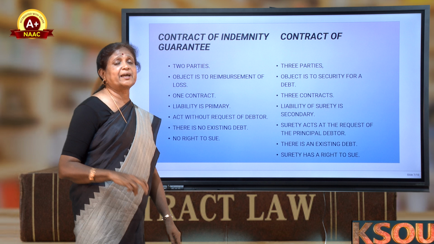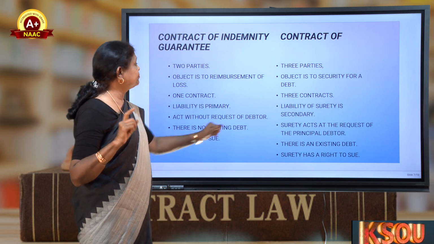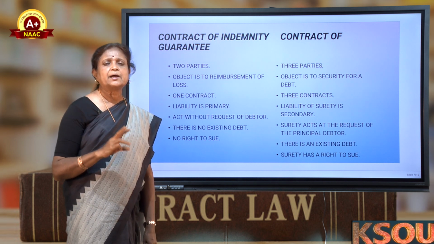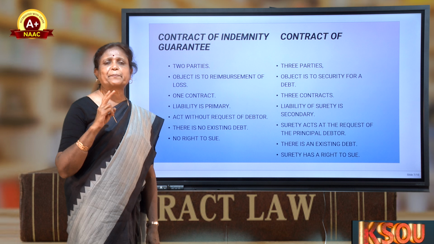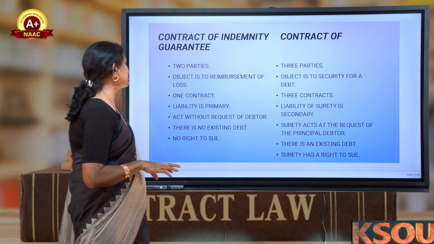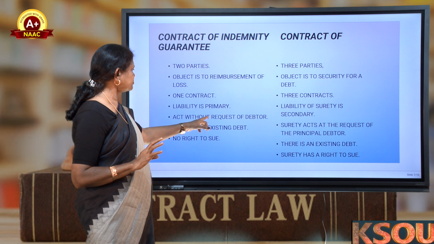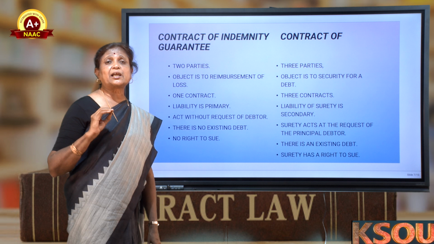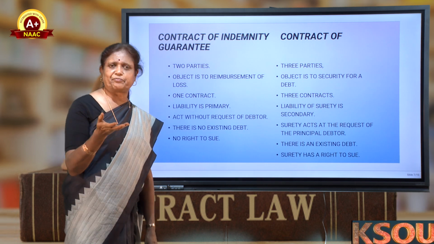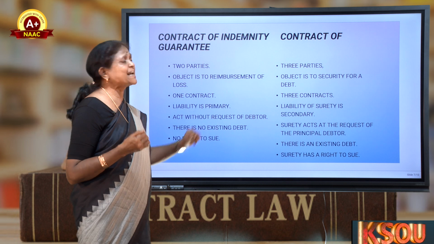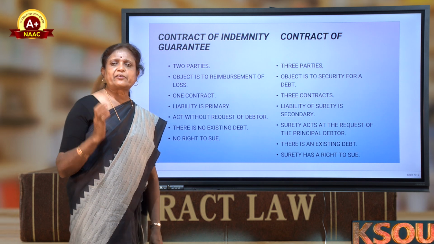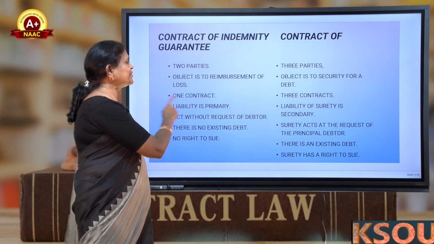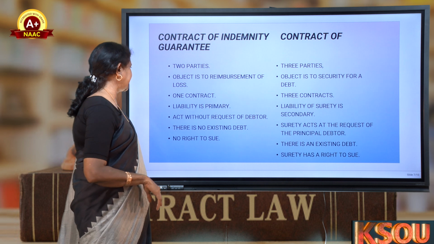In a contract of indemnity there is only one contract. In guarantee, there are three contracts: the contract between the creditor and the debtor, the creditor and the surety, and the principal debtor and the surety. In a contract of indemnity, a request from the debtor is not necessary; the indemnifier himself promises to pay. But in a contract of guarantee, the request is made by the principal debtor to become a surety. So request is always necessary in a contract of guarantee.